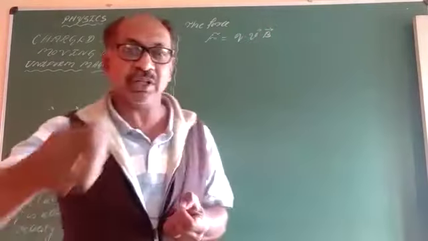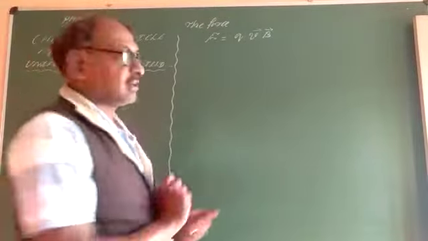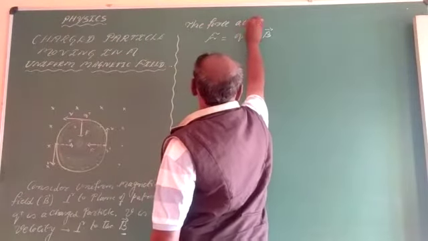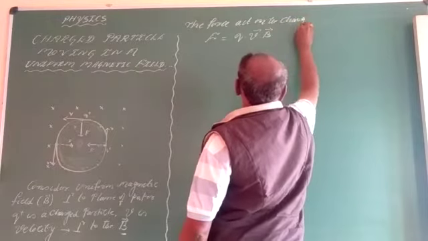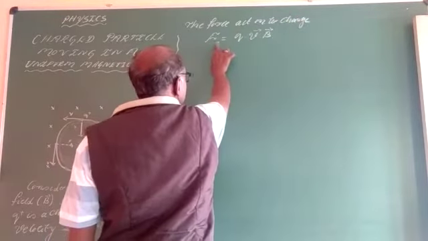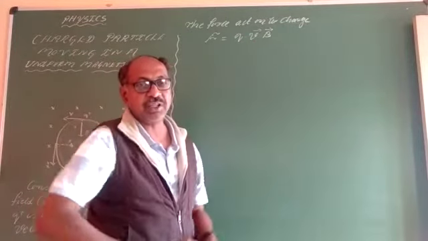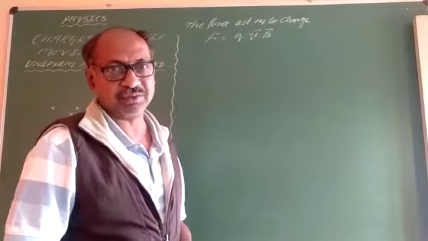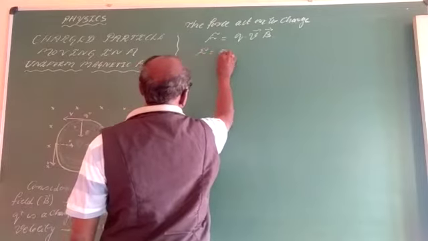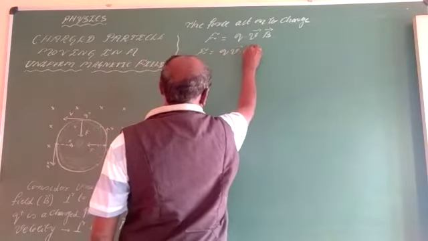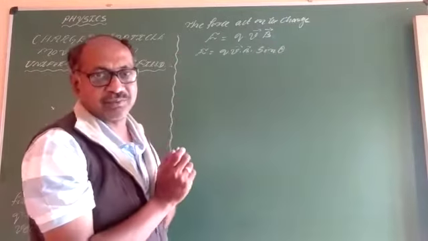Whenever a charge is kept in a magnetic field, the force acting on the charge is F equal to Q V B, where Q is the charge, V is the velocity, and B is the magnetic field. This can be written more generally as F equals Q into V into B into sine theta. At what angle is it acting?